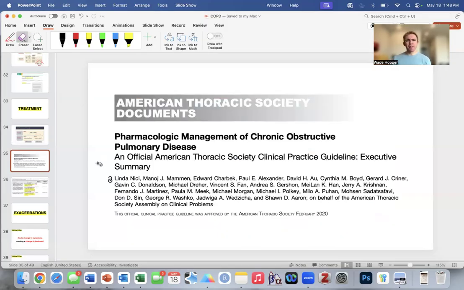Let's look at the American Thoracic Society Pharmacologic Management Guidelines. These are from 2020, and these are a little bit different from the GOLD guidelines.